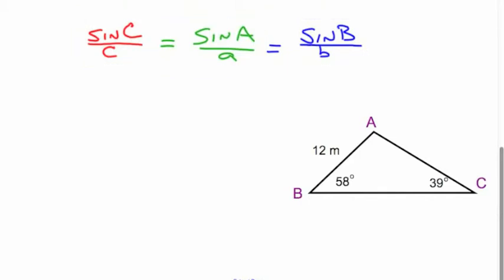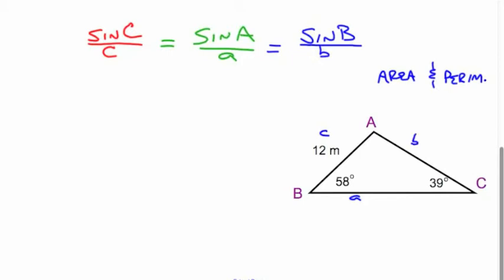We are going to try and find the area and the perimeter of this triangle. Okay, so we've got the angles A, B, and C noted, and we see that little c, right here, is 12 meters. So we know that this is going to be little a and this is going to be little b.